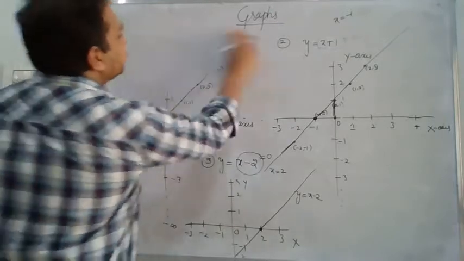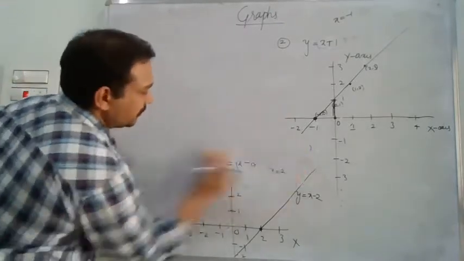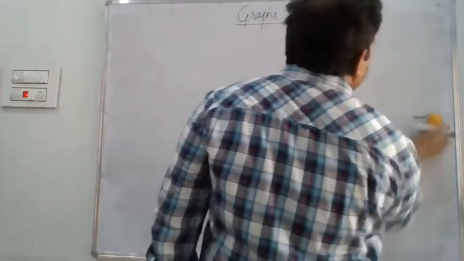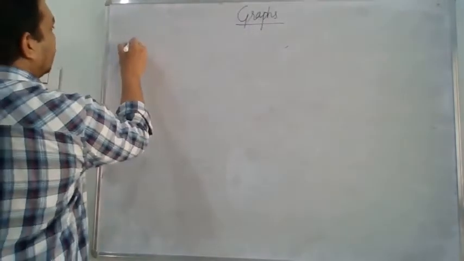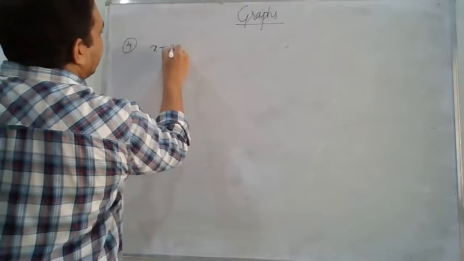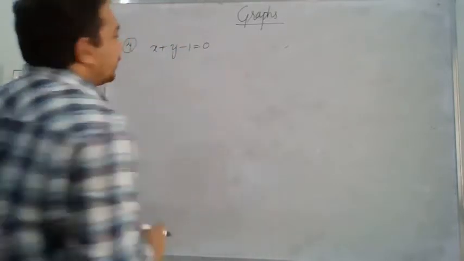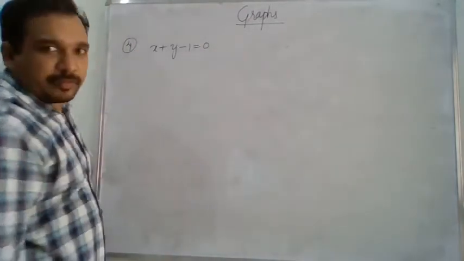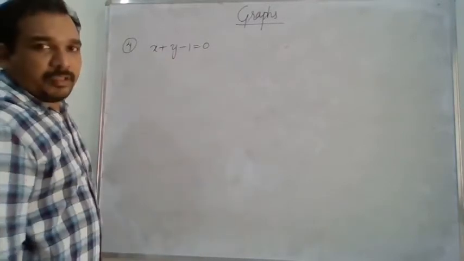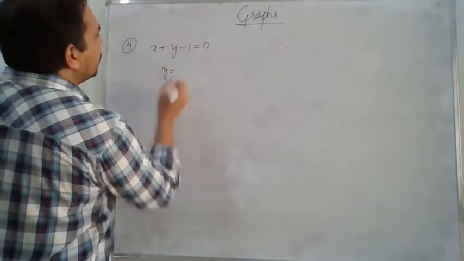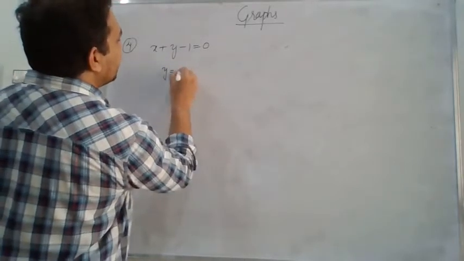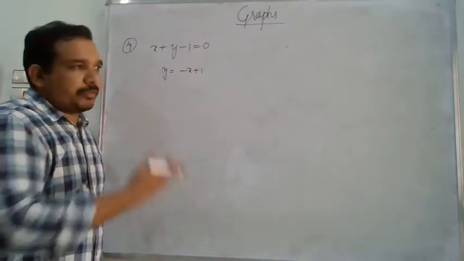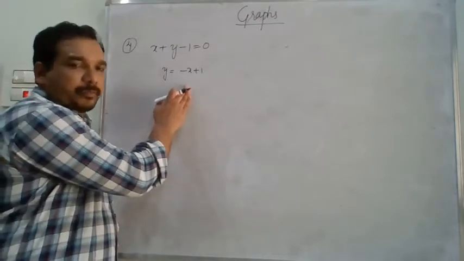Next, generally maybe you have seen the line equations will be like this. X plus y minus 1 is equal to 0. This is the line equation. But in the previous two questions I gave y is equal to in terms of x. But here it is a combination of x and y. So what I'll do, I'll write y is equal to, bring this x and minus 1 to the right side, it becomes minus x plus 1. Whatever we did for the last three questions, we'll do the same thing for this also.